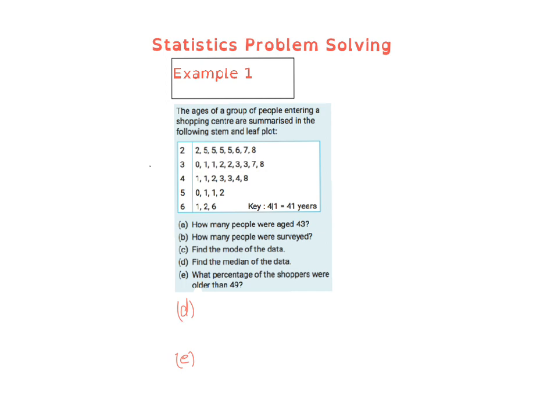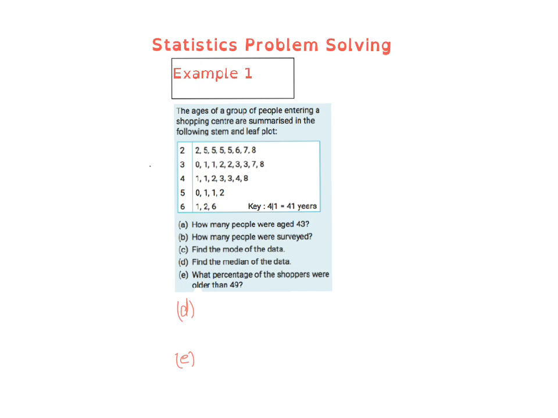So in this example, we have a stem and leaf plot, and you remember from the stem and leaf plot, the key down here is really important. It tells us how to read the graph. So the key here is 4-1, which is 41 years. So if I was to go down to the very last one, this one here is 6, 6, that would be 66 years. And the graph is describing the ages of a group of people entering a shopping centre.